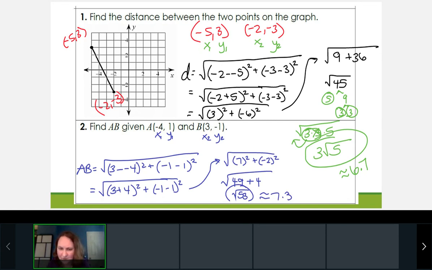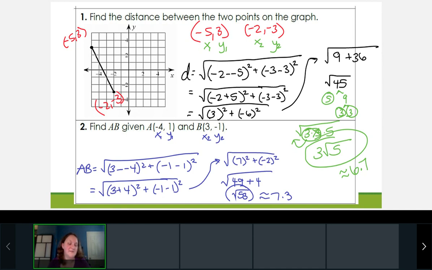Ooh, whoever figured out how to type that radical, that's really cool. Yep, except 53 is prime, so it can't be simplified. So the square root of 53 would be our answer, or 7.3.